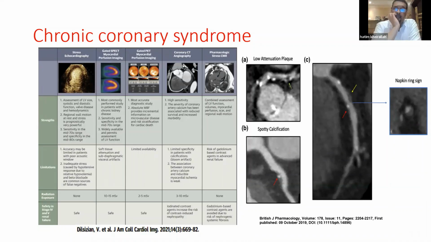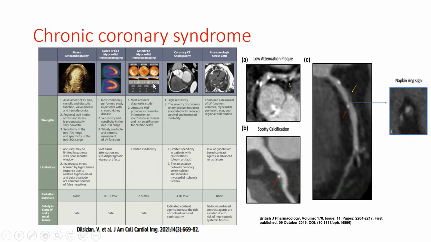So we have 5, in addition to the exercise ECG. These are called imaging stress testing. There are 5. In Sudan, you have stress echo, you have SPECT, and you have cardiac CT. So PET is not available and stress CMR is not yet available, right? Yes, exactly.